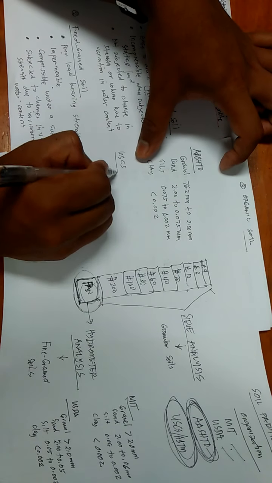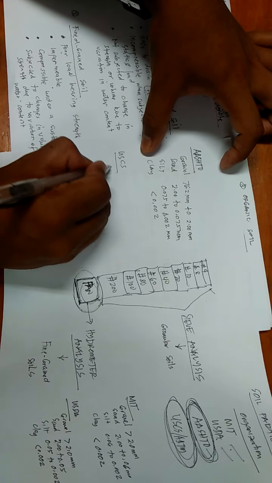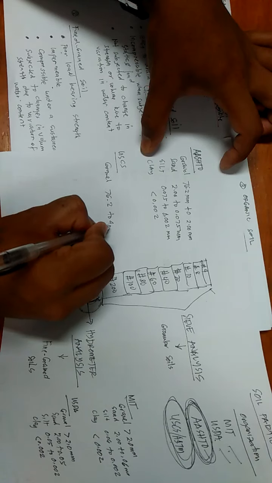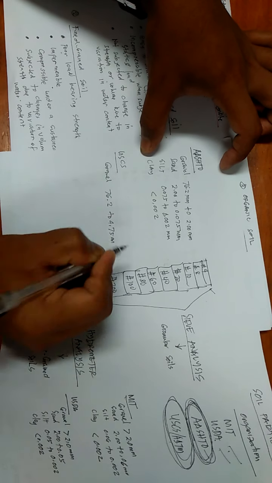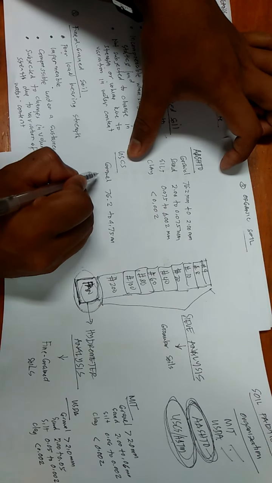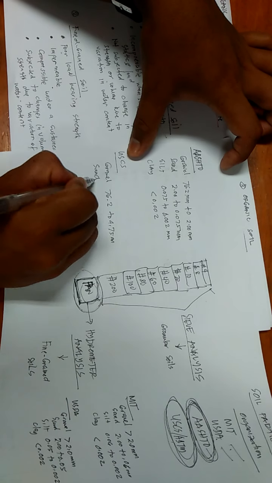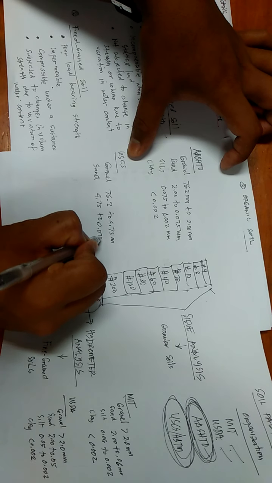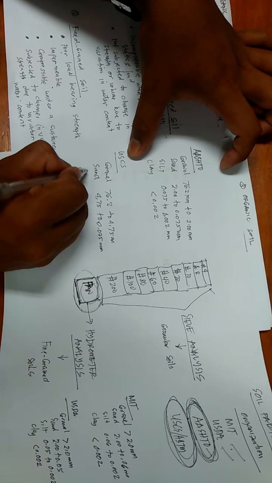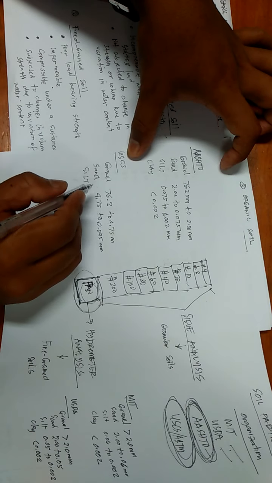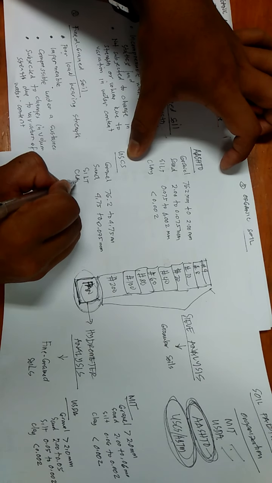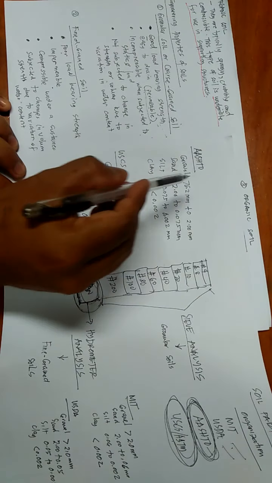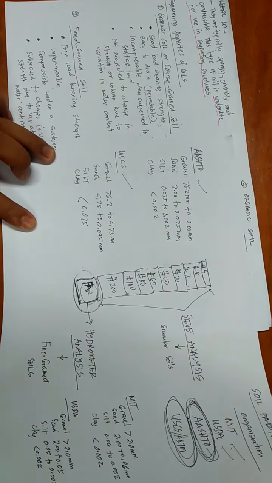Compare mo sa USCS. USCS natin, sa gravel mo rin, sa 76.2 to 4.75 mm. And then, ang sand mo, 4.75 to 0.075 mm. And for your silt and clays, ito yung less than 0.075. So, kalimitan, ito ay nagagamit, AASHTO and USCS natin.